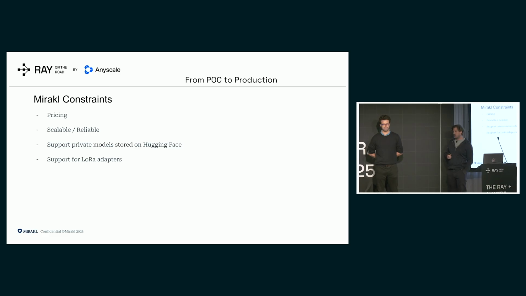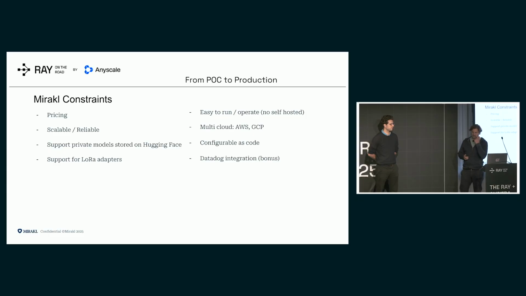The second one is the scalability and the reliability. Like I said, we used GPT models served by OpenAI, and in Q2 2024, we noticed outages, especially during US business hours, and that's not possible for a production system. We also want to support private models that we store on Hugging Face, and also, like Arthur said, the support of LoRA adapters.